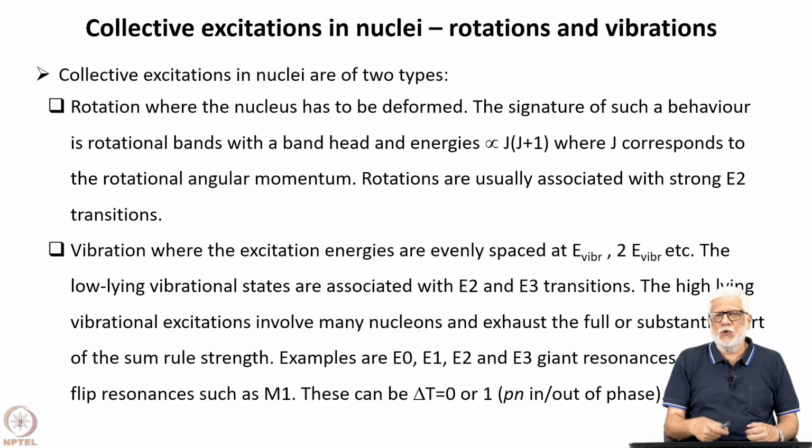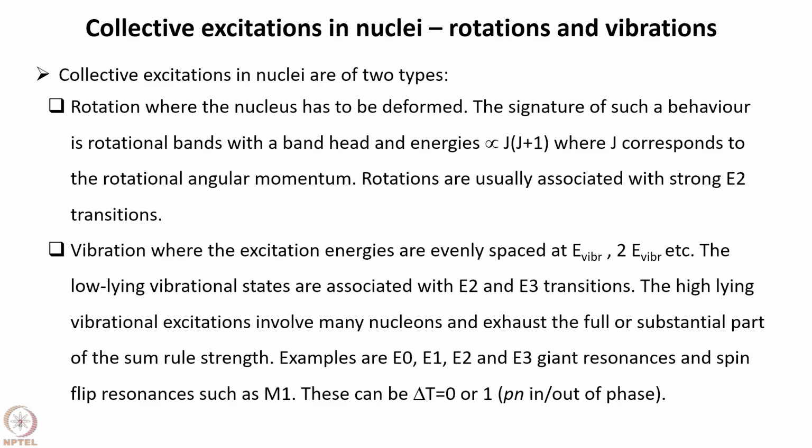You have 0 h cross omega. Of course, the zero-point energy is one half of h cross omega, depending on the number of degrees of freedom. But if you subtract that out, then you just have E vibrational, 2E vibrational and so on. The low-lying vibrational states are, as I said, associated with the quadrupole oscillations or the vibrations where you have L equal to 3, which means E3 kind of vibrations.